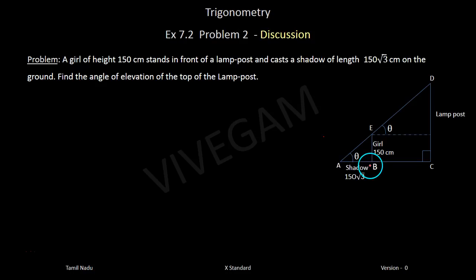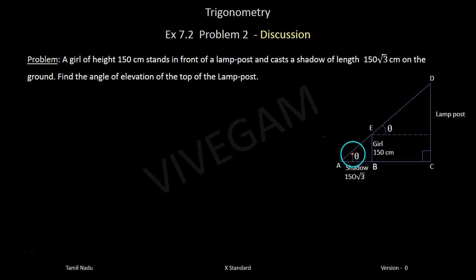Please understand this very carefully. So this is a lamp post. This is the girl standing in front of the lamp post. And then what will happen? The light from here, you have to see only the extreme points, then only it will become easy. So the light starts here, touches her head, and then straight comes and hits the ground. So this is the shadow, the length of the shadow.